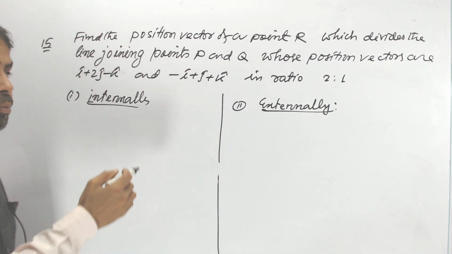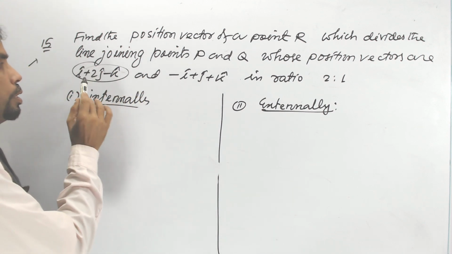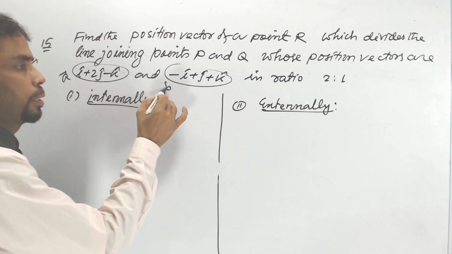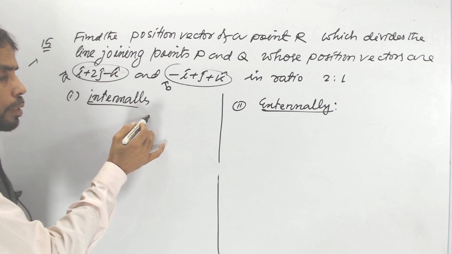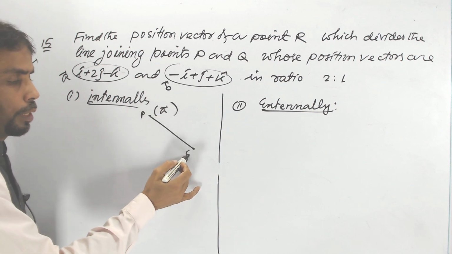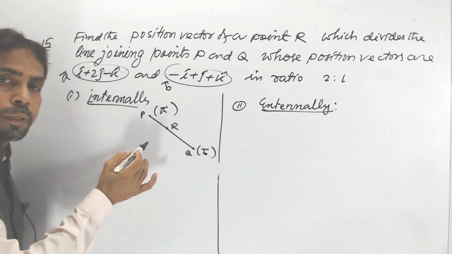Next, question number 15. It is like this: two points are given. This is P. I'll mark it as represented by vector A. This is point Q. I'll mark it as represented by vector B. So this point P is represented by vector A, and Q is represented by vector B. And you have to find a point R in between.